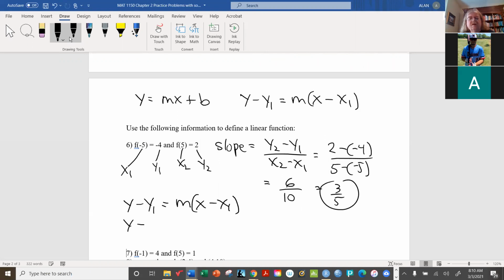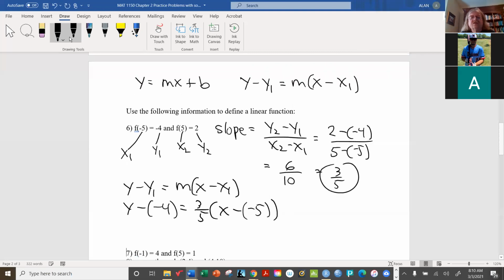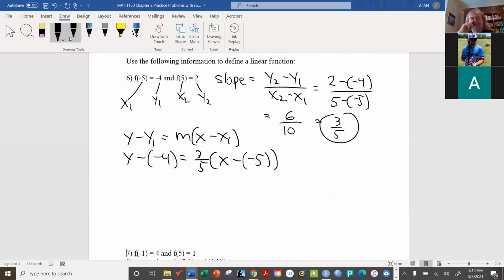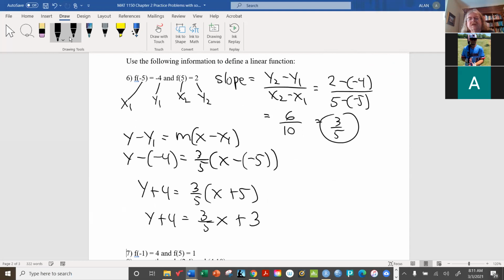All right, so in other words, we'll have y minus, now remember, y1 is defined as -4. Here we have 3/5 x minus minus 5. And again, you can see the only real challenge here is taking care of all those negatives. So we'll have y plus 4 equals 3/5 times x plus 5. And when you multiply this out, you'll have 3/5 x plus 3. 3/5 times 5 is just 3.